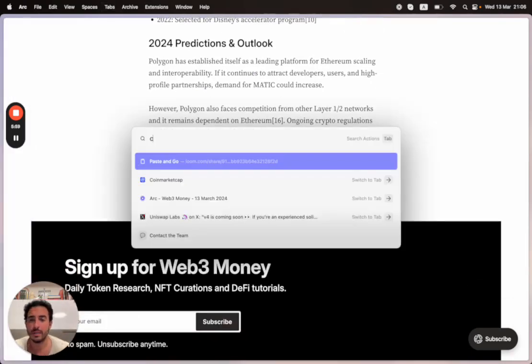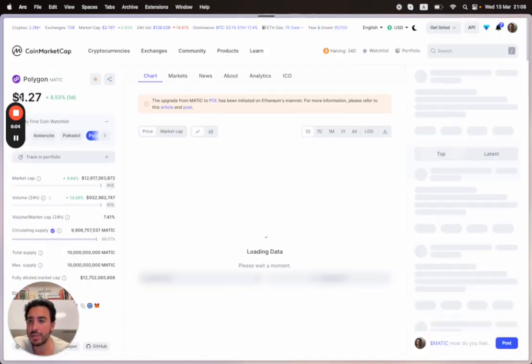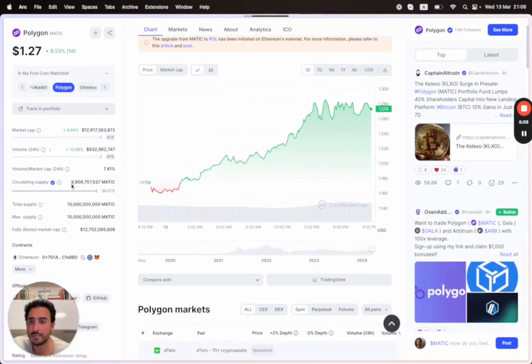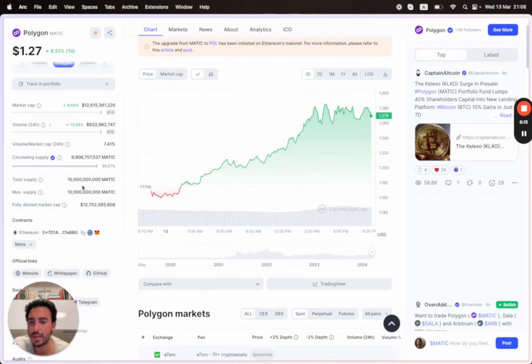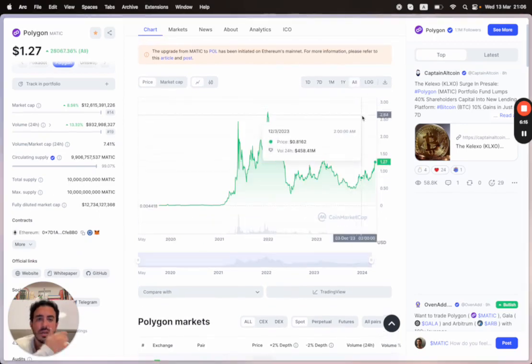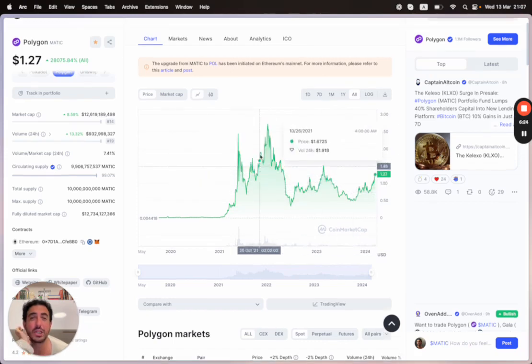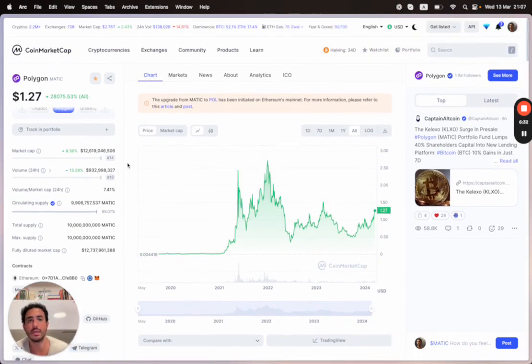So let's go ahead and check Polygon. As we mentioned, it's currently sitting at $1.27 with a $12 billion market cap. The total and max supply is 10 billion. And we can see the highest it went was about $2.72. There's still a long way to go in terms of the all-time high, but especially with the growing trajectory the ecosystem has seen, we could definitely see something very interesting in this cycle, right?